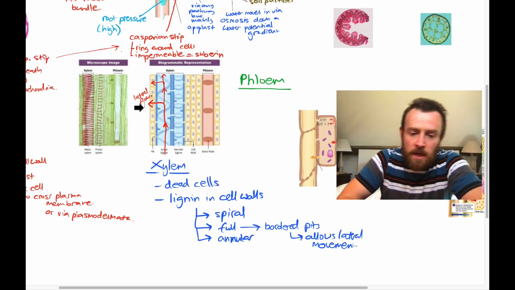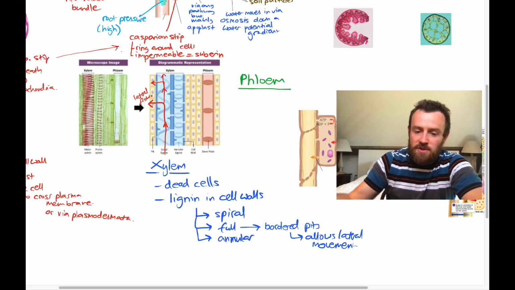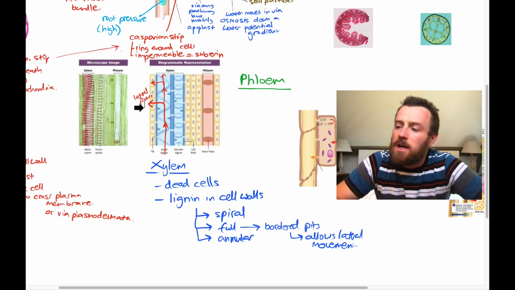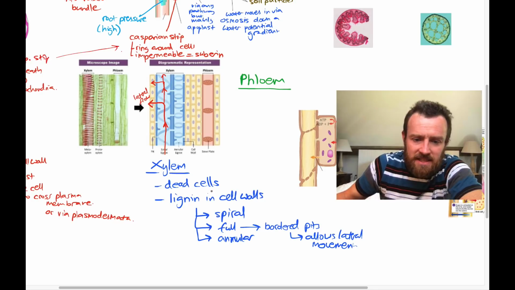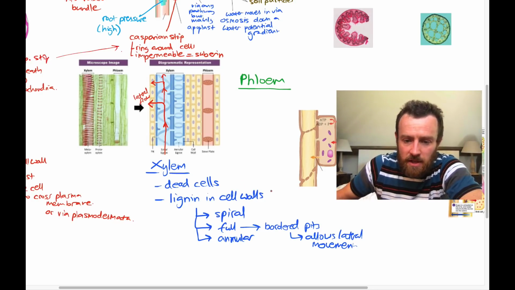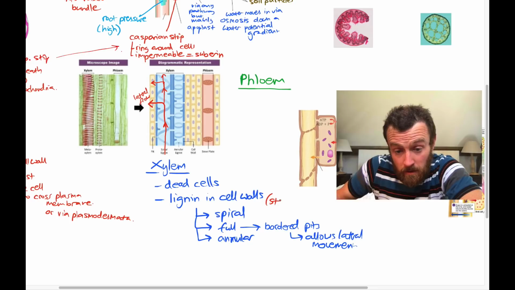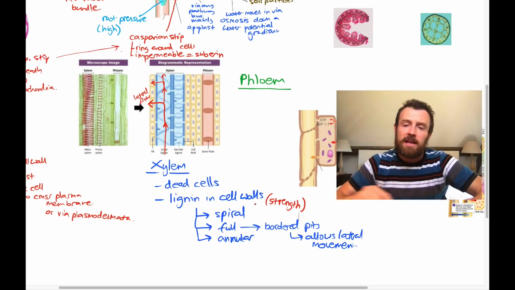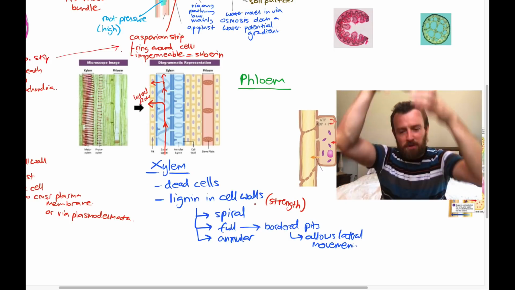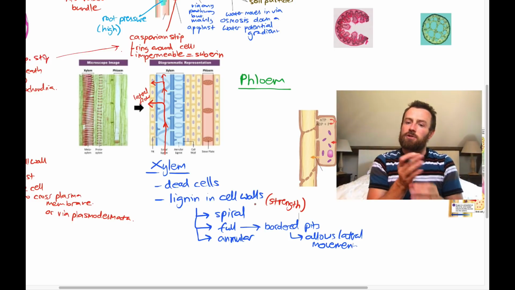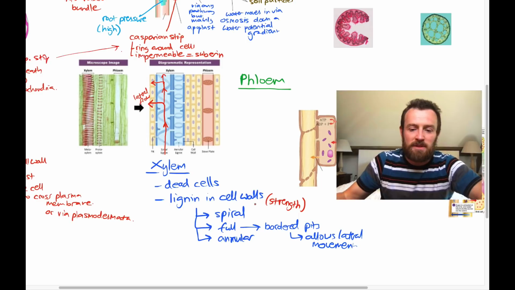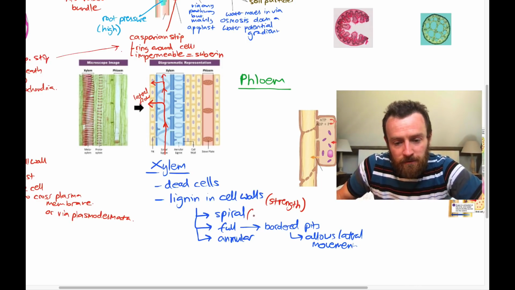Now, the fact that they're dead and the lignin in cell walls means they are tough. They're basically like a straw. They join end to end, so the cells fuse. So dead cells, lignin in cell walls, and I didn't state the obvious here, that this is strength. Lignin in cell walls gives strength. Now, if the tube is fully lignified, it's strong, but it might be brittle. It might snap. So spiral gives it strength, but it gives it some flexibility, and the same thing for annular. So spiral might be flexibility.